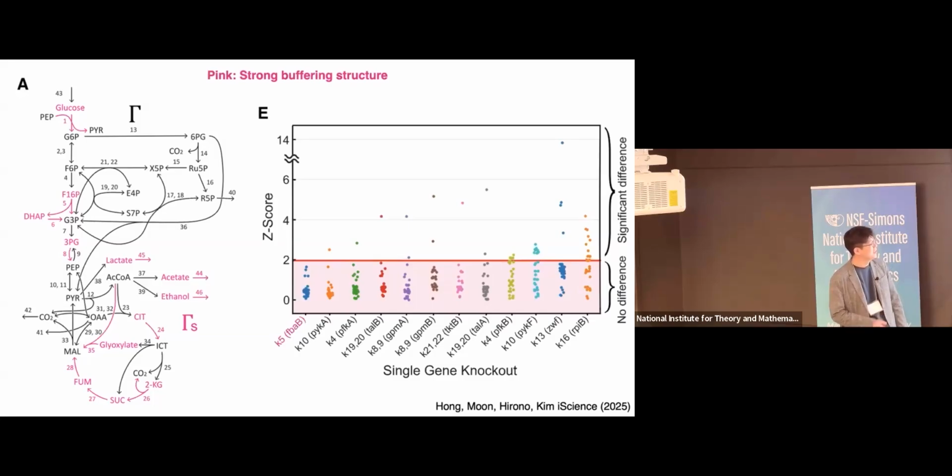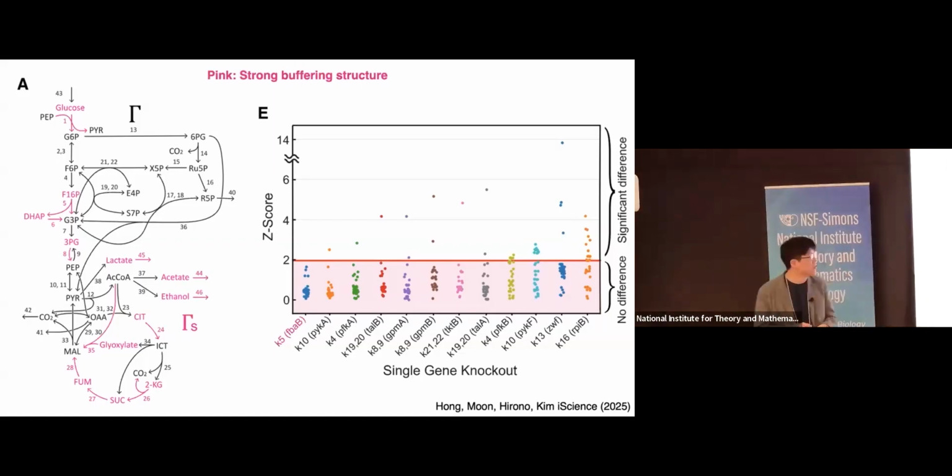And indeed, this is experimental data. If we perturb this K5, the strong buffering structure, there's no statistically significant change. So this is a statistically meaningful bar. But if we perturb outside of the strong buffering structure, you can see that really the flux of this metabolic network changes.